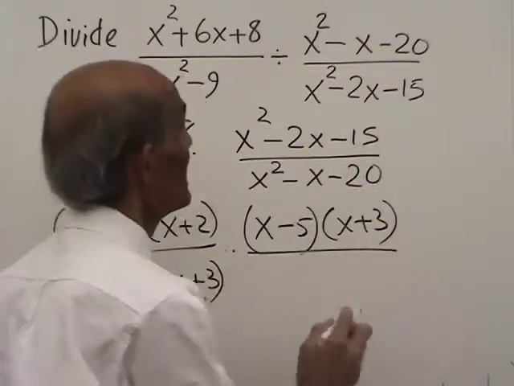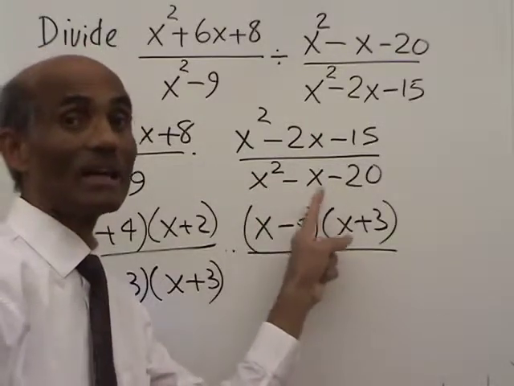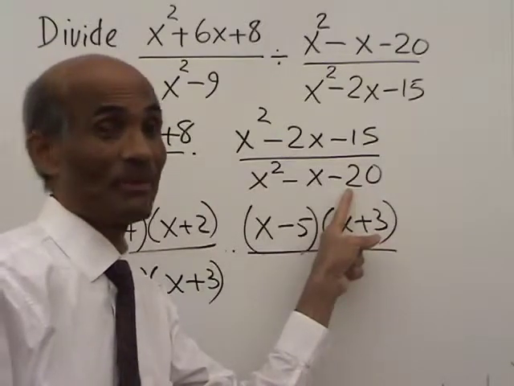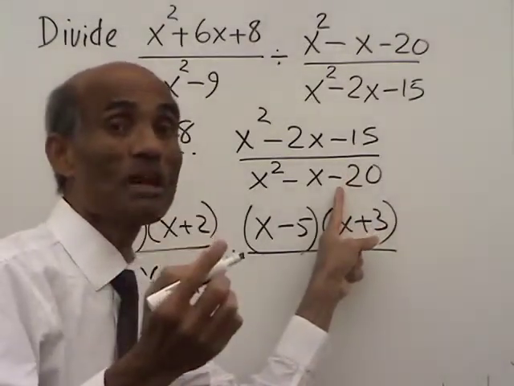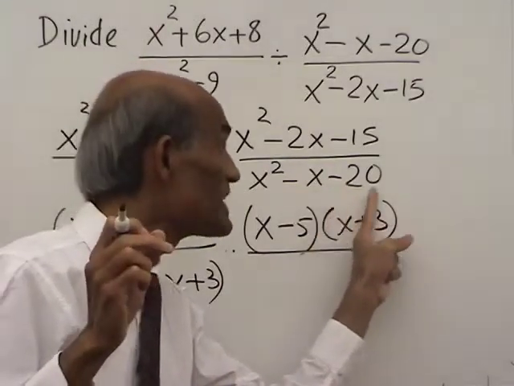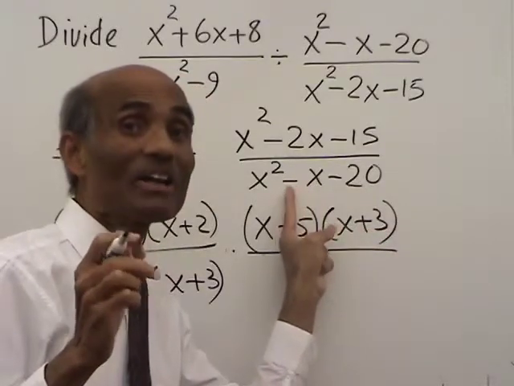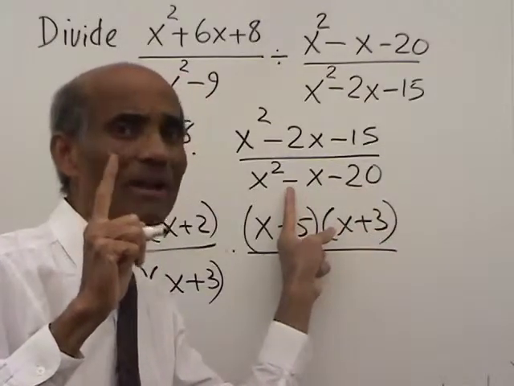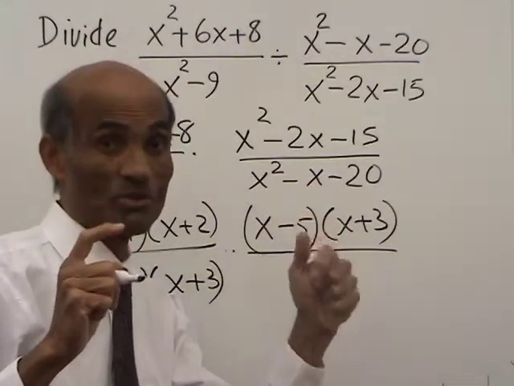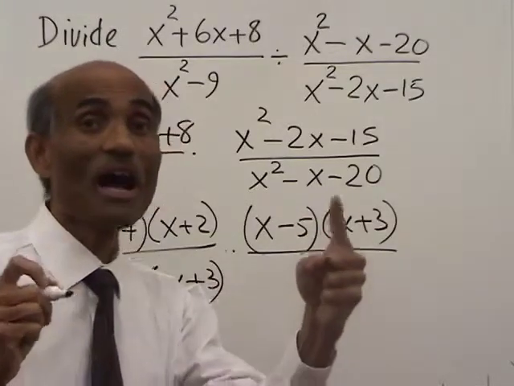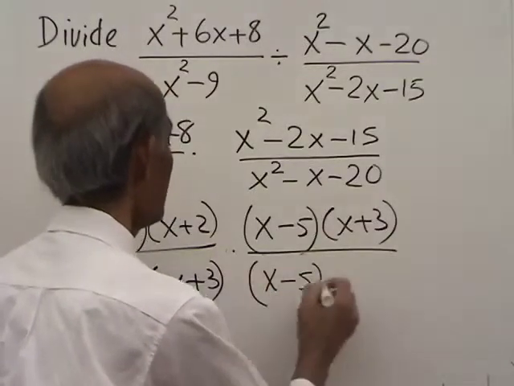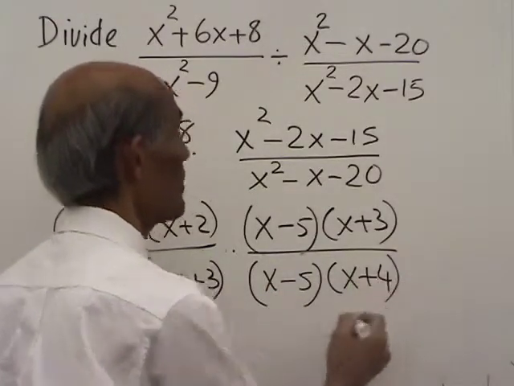In the same way, let's now factor the denominator. Both the middle term and the last term are negative. That means you must find a positive number and a negative number. When multiplied gives you negative 20. When added gives you a negative 1. Negative 1 is the coefficient of x. And those numbers are, what are they? Negative 5 and positive 4. So the factors are x minus 5 times x plus 4.